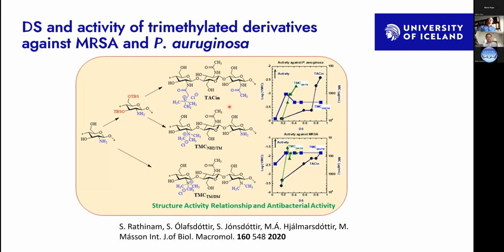Here is a more recent study where, again, we did 3-methylation. We also made a derivative that is actually more like a derivative of chitin, where we have the amino group either acetylated or with an acetyl 3-methylammonium. And here we get a very strong correlation.